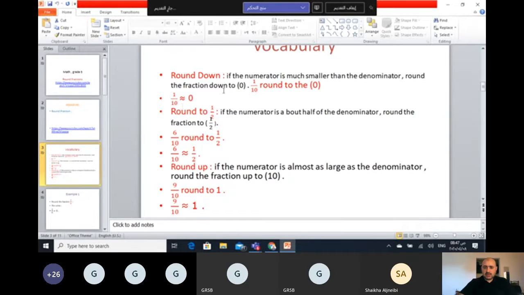I will repeat. If the numerator is much smaller than the denominator, round the fraction down to 0. For example, we have 1 over 10. As you see here, 1 is very small compared to 10. So in this case, round to 0. I can write 1 over 10 is close to 0, or approximately 0.